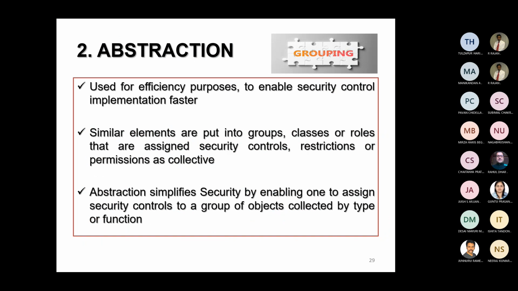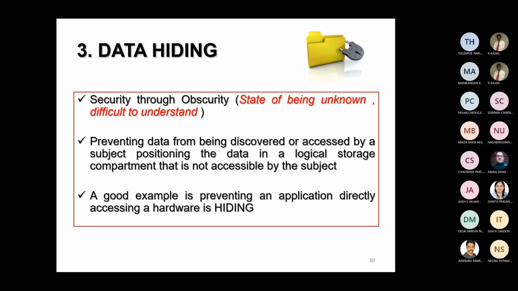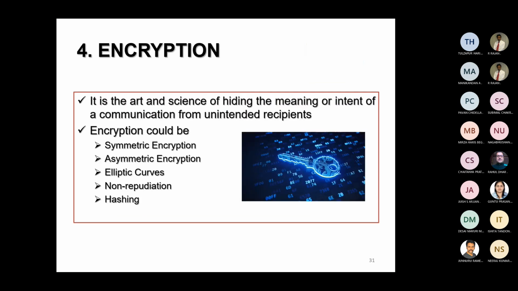So abstraction, as I told you, is a grouping. Data hiding is a mechanism which is required to be followed at the time of software development itself. Once the software is developed without a logging mechanism, a complex software cannot be used anymore.